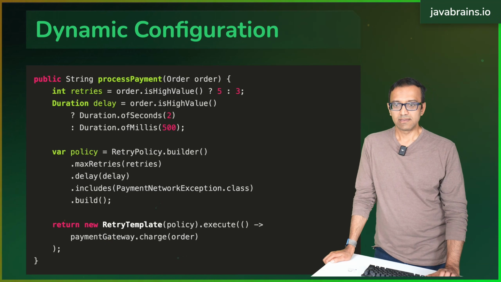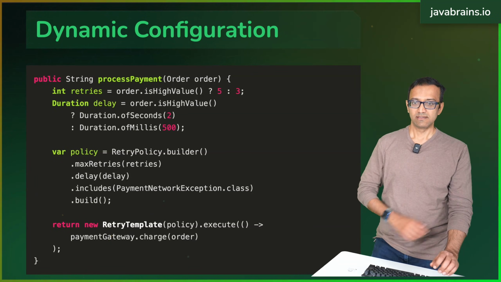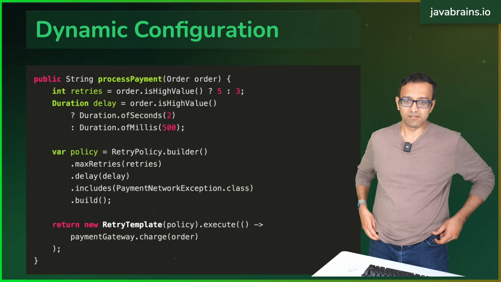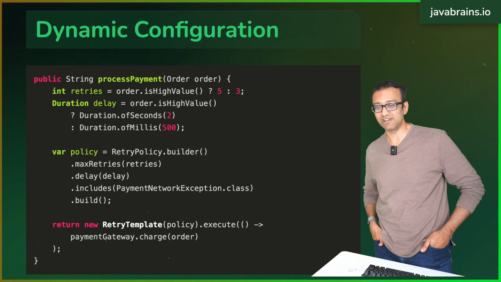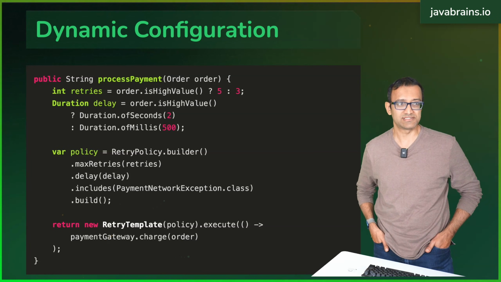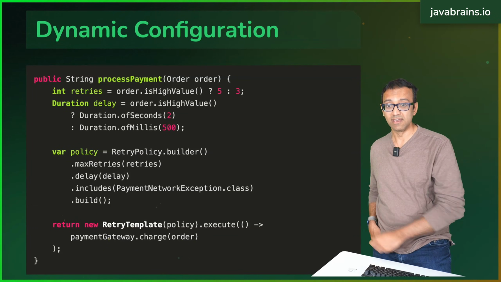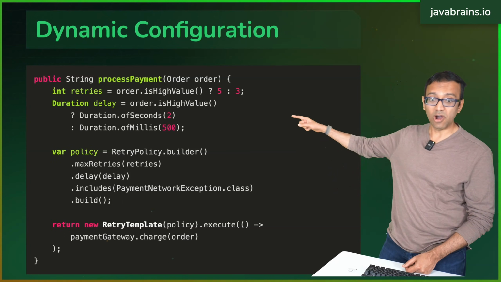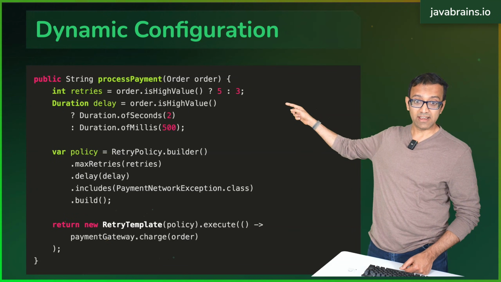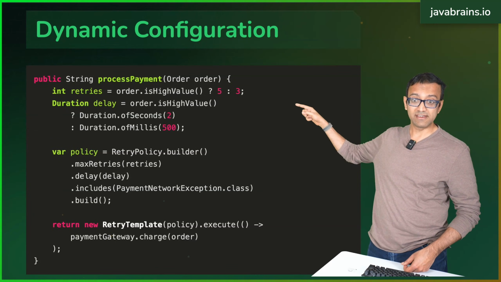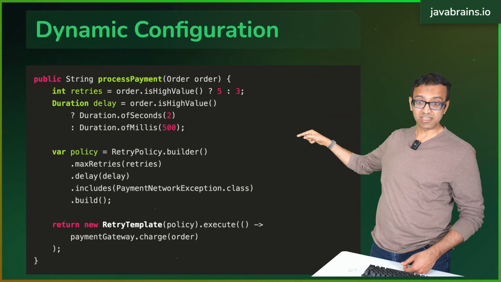And here is the dynamic configuration where you can pass in different values. I talked about how configuration is static with the annotation. You can use Spring expression language and all that, but still when it's compiled, it is just one value for the method. Here, you see this, it's looking at the order and saying, is it high value or not? Depending on the value, it's configuring how many retries need to happen. The method executes and it's going to retry.